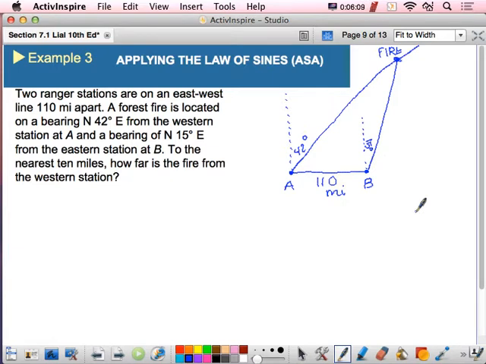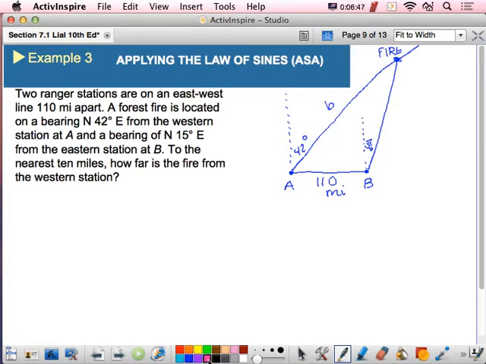And I am trying to figure out how far the fire is from the western station. So I'm trying to find side little b, right? So that's how far from the western. So I want to know this length right here. All right. In order to do that, it's going to take the law of sines. I need to know angle big B to figure that out, as well as I need to know the fire angle, this angle over here. Do you guys understand that? Okay, so we need to start doing some computations, and we need to figure out what those missing angles are.